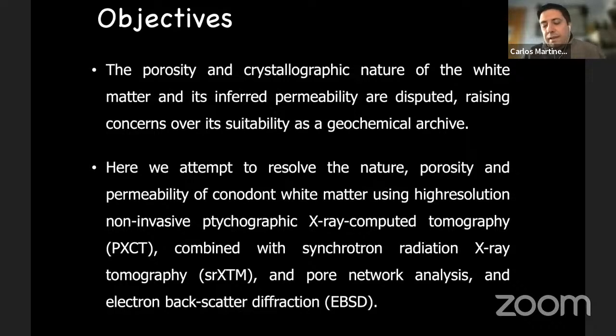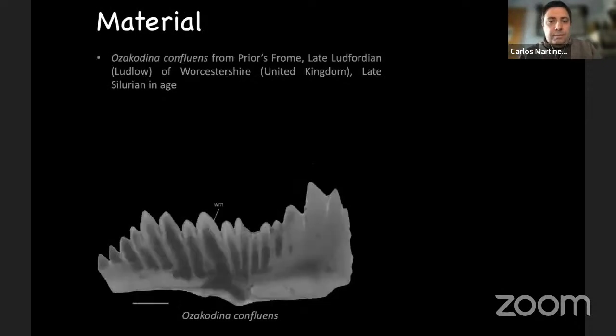So basically, our objective is to attempt to resolve the nature, porosity, and permeability of this specific tissue, using tomographical techniques, helped by pore network analysis, and combining with electron backscatter diffraction. This technique helps us to see the crystallographic nature of the element.